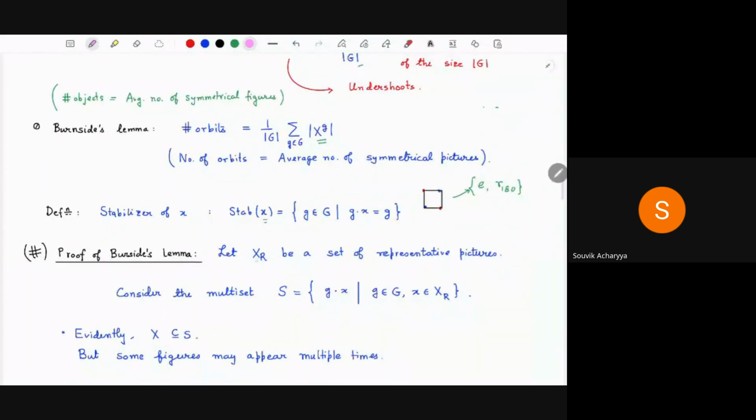All right, and call it XR. So XR is, okay, I've written it down. It's a set of representative pictures. And what is the cardinality of XR? That is precisely the number of orbits, because I've picked one from each.